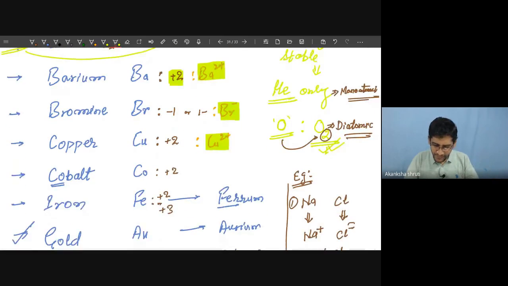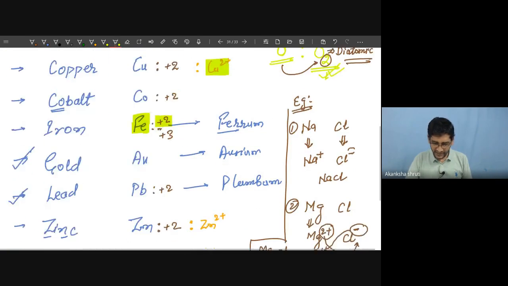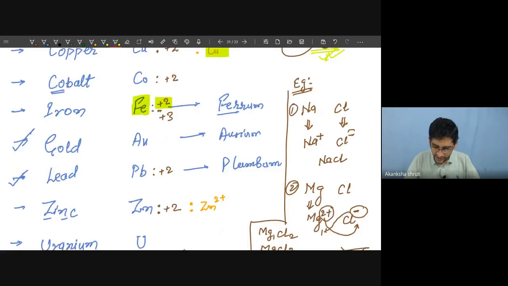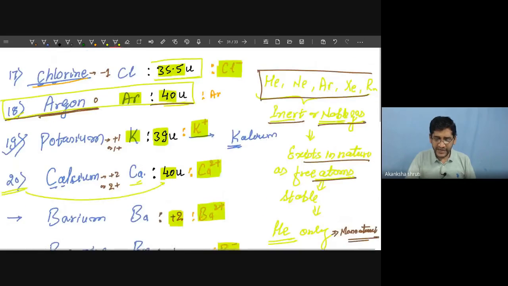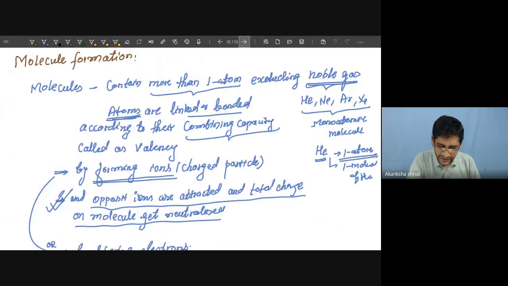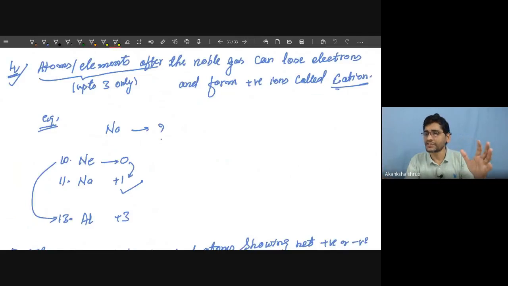Then iron is an important one. Iron mostly shows +2, sometimes also +3. Gold and these things are not required. Another one is zinc. For zinc, +2, so it will form Zn2+. Okay student, up to this much it is enough. These are the data that we have to keep in mind. Whatever we have learned, based on this we can form the molecule of any elements.